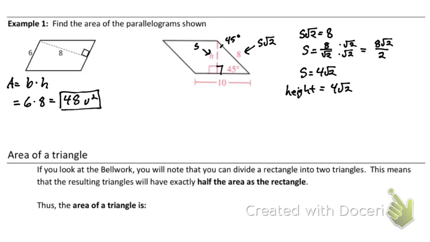That means I have a base and I have a height. So our area is going to equal 10 times 4 square root of 2, which is going to equal 40 square root of 2. I'll just put units squared for the fun of it. All right, so when you have a parallelogram, your job is to find the base and the height, and then you have an area.